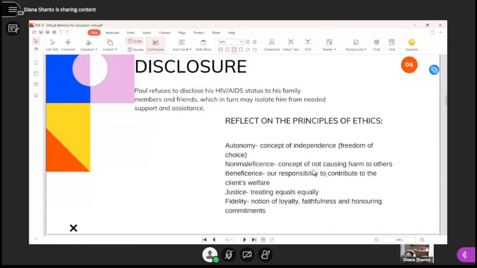Paul refuses to disclose his HIV/AIDS status to his family members and friends, which in turn may isolate him from needed support and assistance. Quel principle of ethics are important in this case?